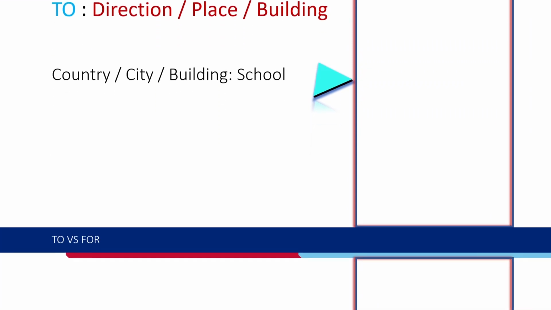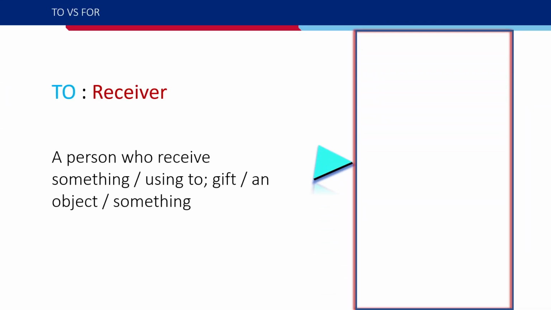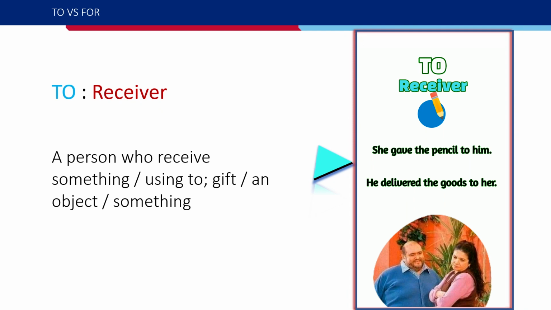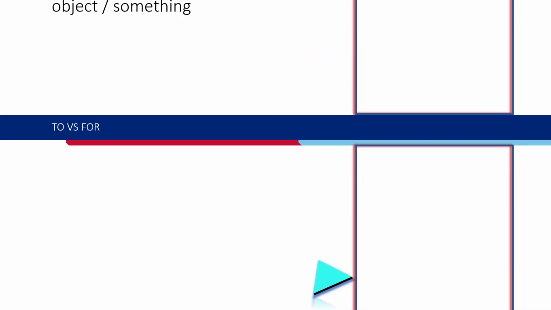We use "to" to indicate the receiver. The receiver here is someone who receives something from someone. For example, she gave the pencil to him. "To him" is the receiver here. Another example, he delivered the goods to her. So we use "to" to indicate this context. Let's move to another context.